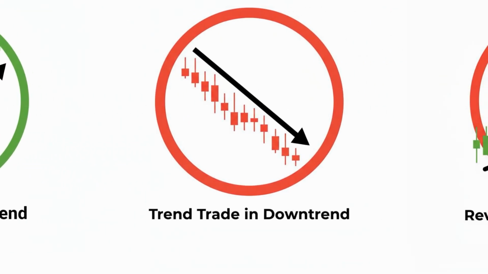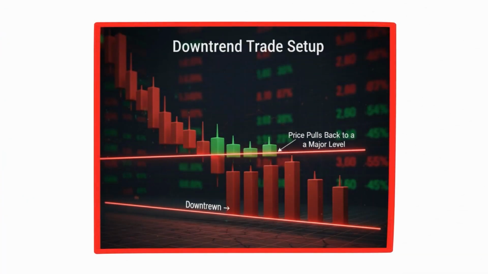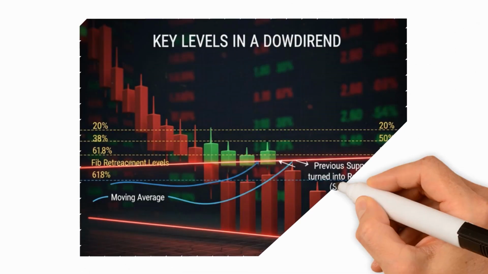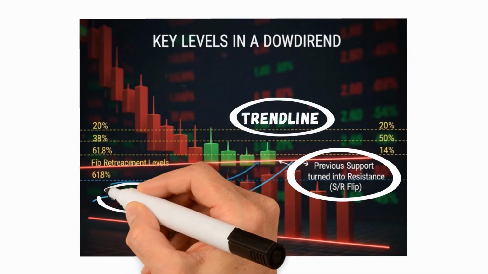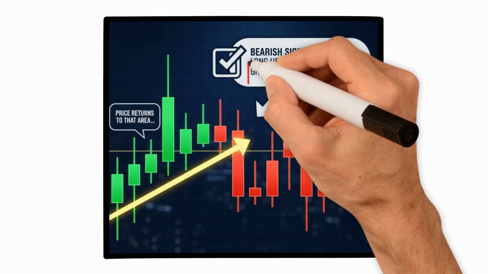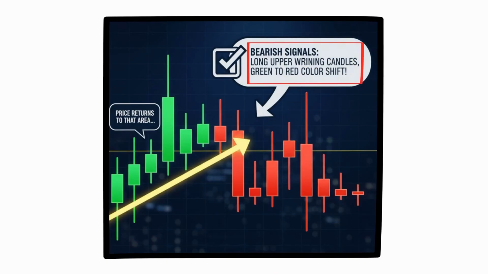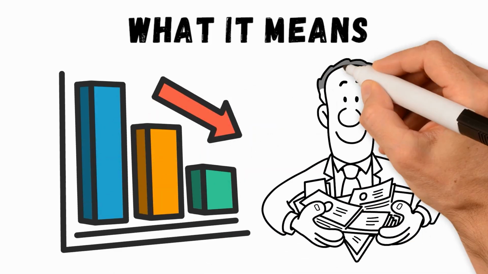Trend trade in downtrend. This pattern appears when the market is in a clear downtrend and price pulls back to a key resistance level. That level could be a previous support turned resistance, a trend line, a moving average, or a fib retracement. As price returns to that area, look for bearish candlestick signals like long upper wicks, shrinking candles, or a color shift from green to red. What it means: the pullback is ending and sellers are likely to step back in.